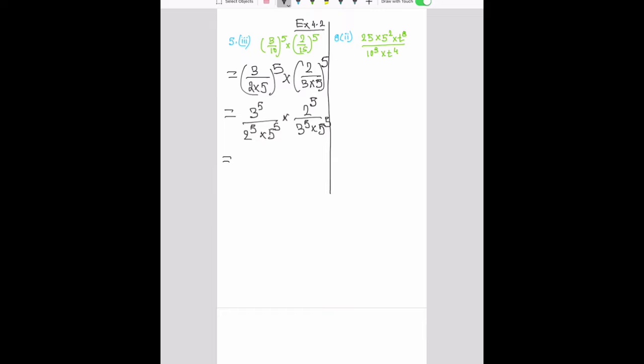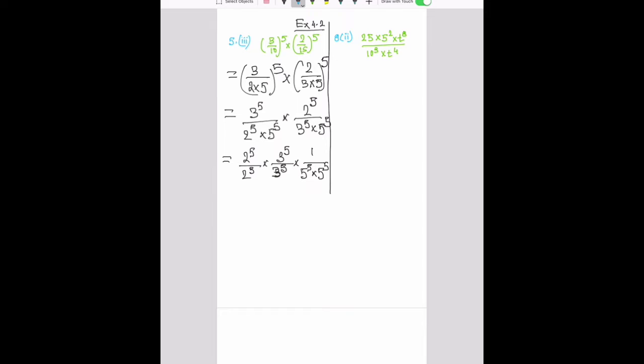So for 2, you can start with 2 to the power 5, and below you have got 2 to the power 5. Then 3 to the power 5 in the numerator and 3 to the power 5 in the denominator, and for the rest we have got nothing on top, 1 on top. And this is 5 to the power 5 into 5 to the power 5. This is 3 to the power 5. Right.